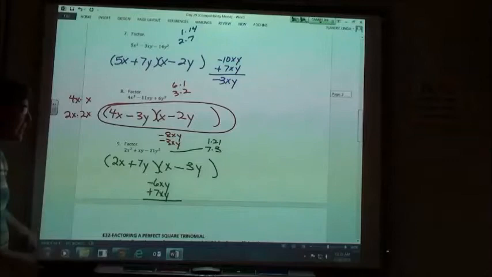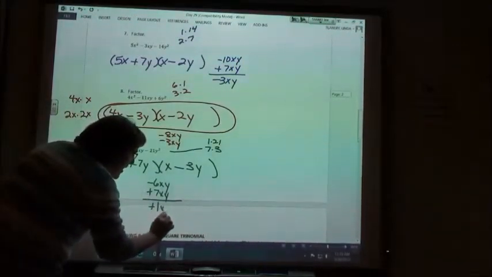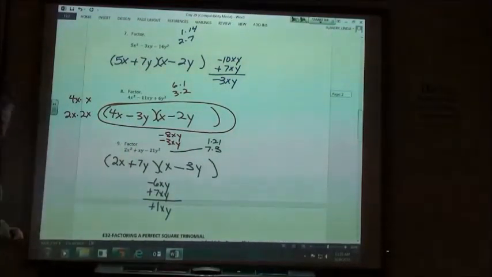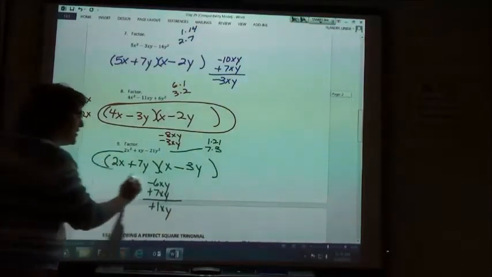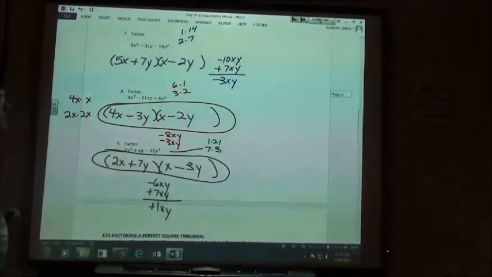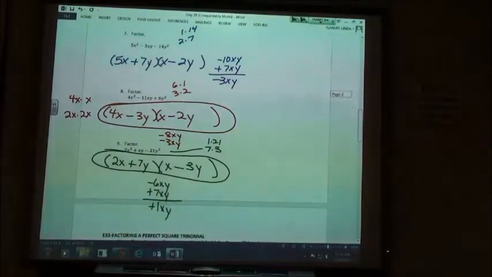Negative 6 plus 7 is a positive 1xy. And that's what I wanted, a positive xy in the middle. So 2x plus 7y times x minus 3y is going to be my solution.